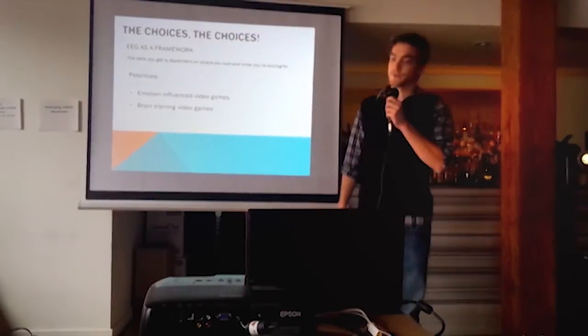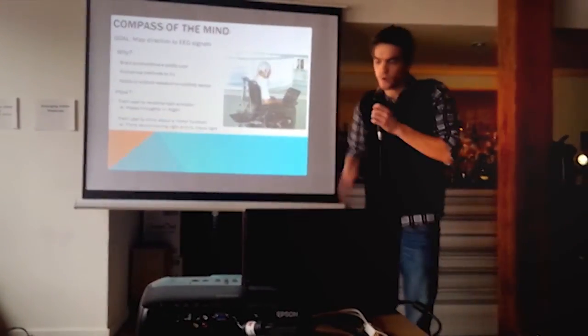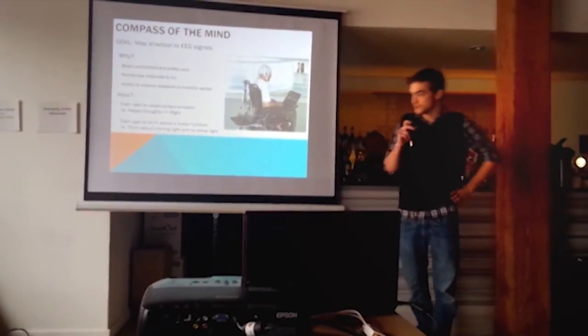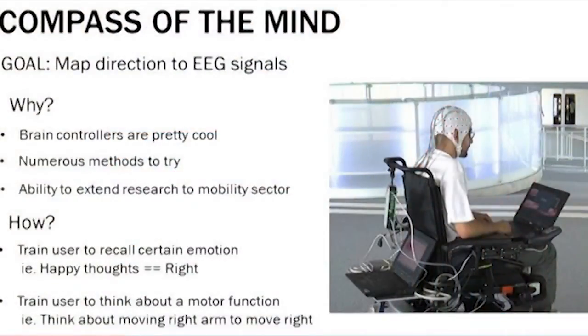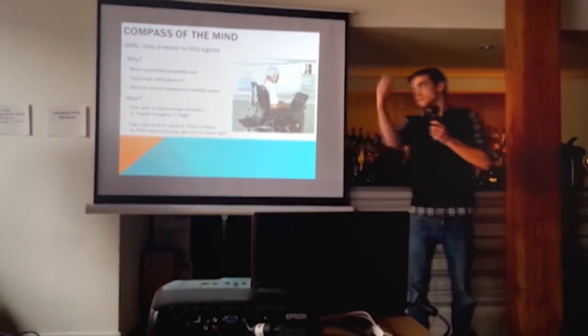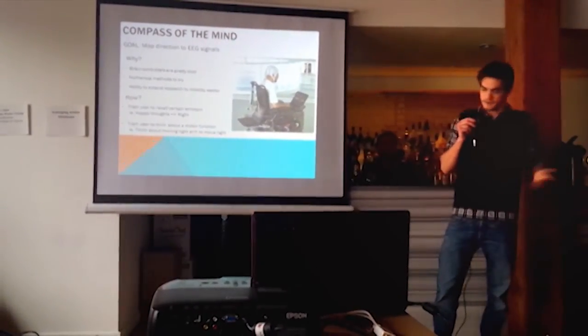So what are we going to do? Our goal with integrating EEG into gaming was to map directions to EEG signals. Why? Because we think controlling the game with your brain is pretty cool. There are numerous methods that we could already think to try. And the other thing is, if we had success in this field, we have the ability to extend our research to the mobility sector, which, as our picture here shows, is the wheelchair controlled by EEG, which is totally feasible. So the question remains, how? How are we going to do this?